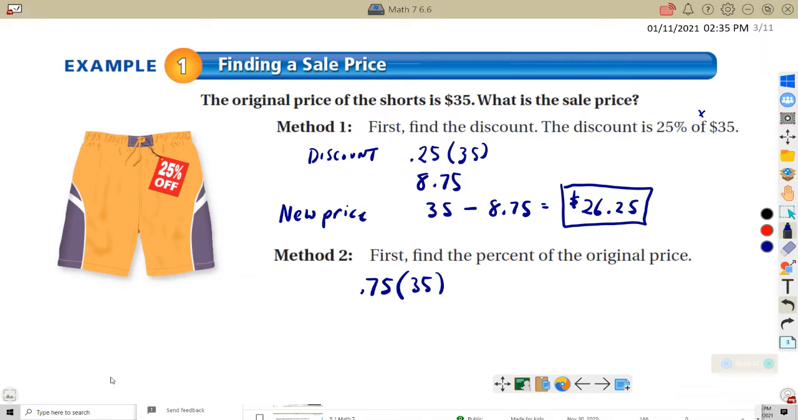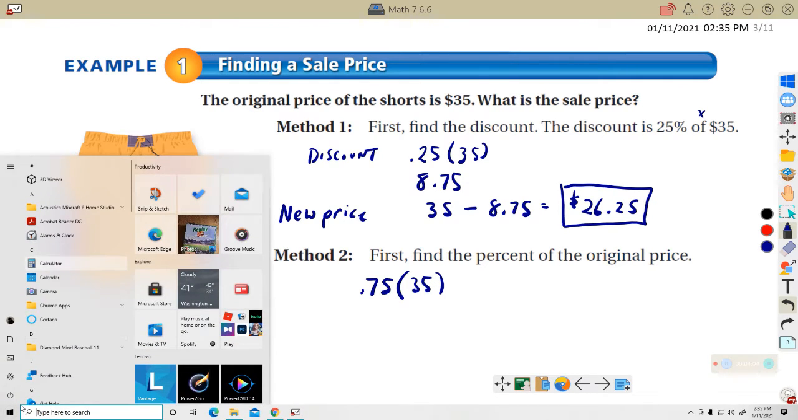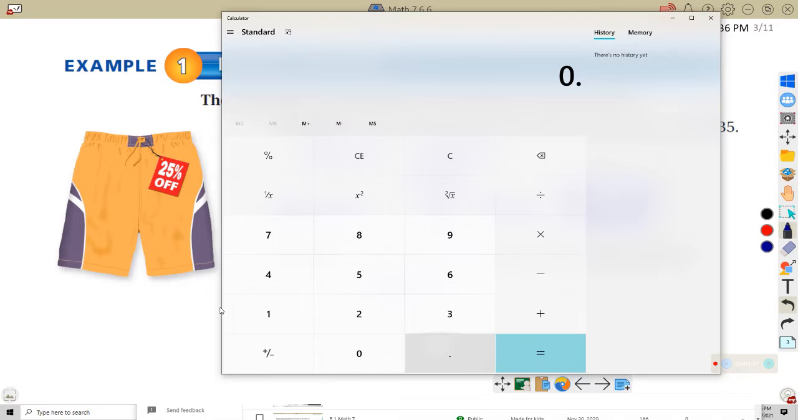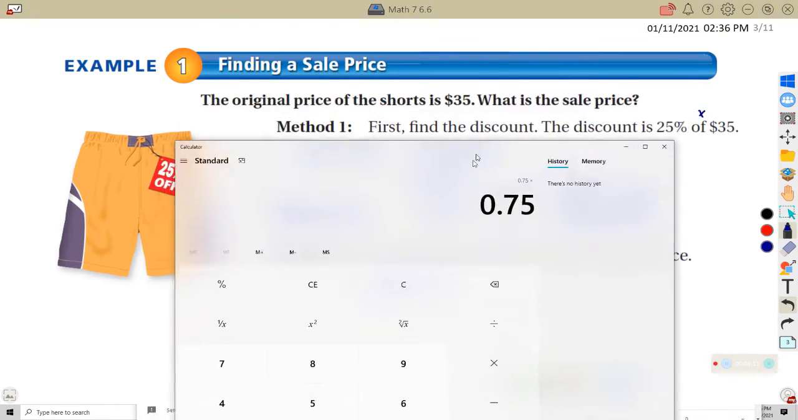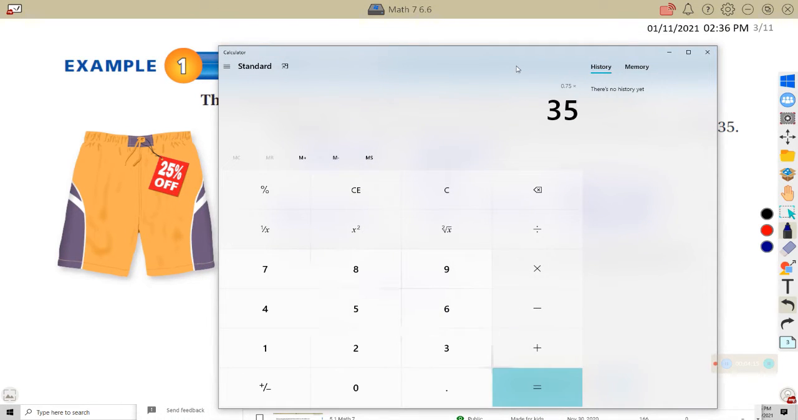It should come out to be $26.25, but let's check it out here, shall we? 0.75 times, what was it, 35? Did I forget 35? Yeah, times 35. Yeah, $26.25.